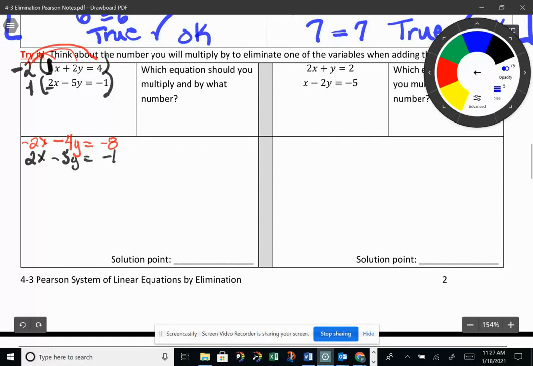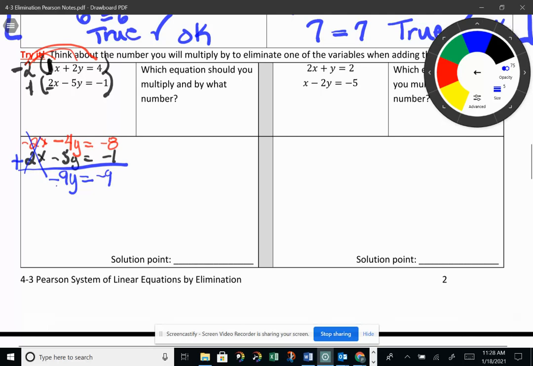And then we go through. So I've done the multiplication. Now we're going to add our equations. So -2x plus 2x, the x's became eliminated. In this distance learning, I'm teaching you how to eliminate the x at all times because you'll never go wrong. You might have to do a little bit more work, but you'll never go wrong. So -4y minus 5y is -9y is equal to 8. -8 minus 1 is -9.